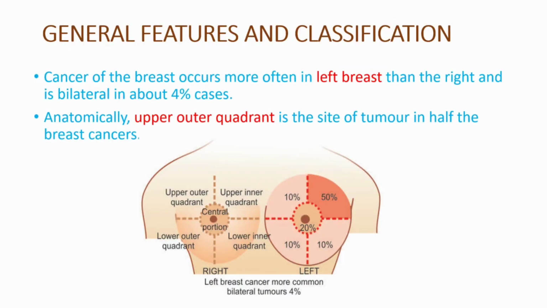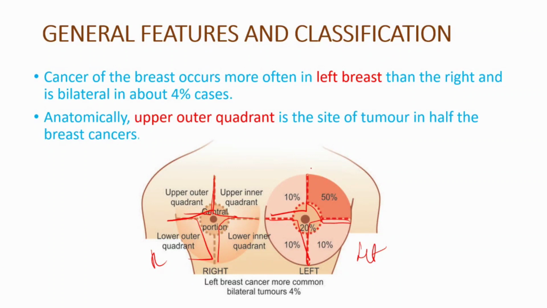Okay. Now let us see some general features and classification of tumors. Always remember, the breast is mainly divided into four quadrants. Number one, this is the upper outer quadrant of the right breast, and this is the upper outer left quadrant. And this is the upper inner quadrant, left and right. This is the lower inner quadrant, right and left. The fourth part is the lower outer quadrant in the left area and in the right area. So these are four different quadrants.